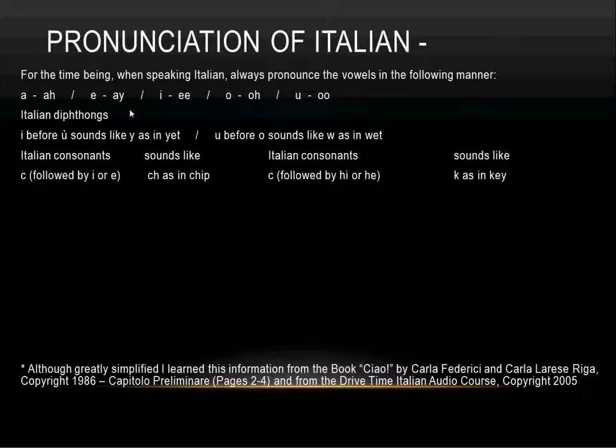CHE would be K. So CI is chi, but CHI is key. CE is che, but CHE is K.